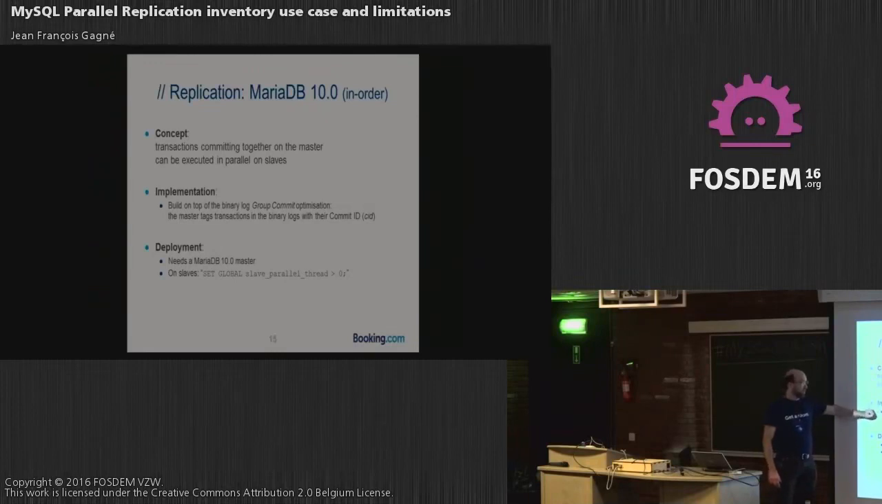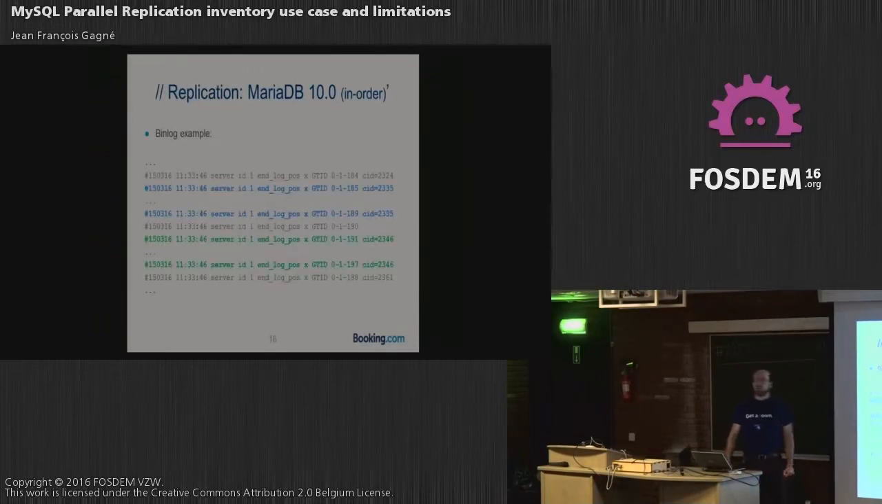So the master, when it group commits a transaction, will tag in the bin log a group commit ID, and the slave will read that group commit ID to be able to execute things in parallel on the slave. Of course, you need a MariaDB 10.0 master, and you set many worker threads on the slave. So now the bin log looks like this. We have a commit ID at the end here. And so we have one group commit here.